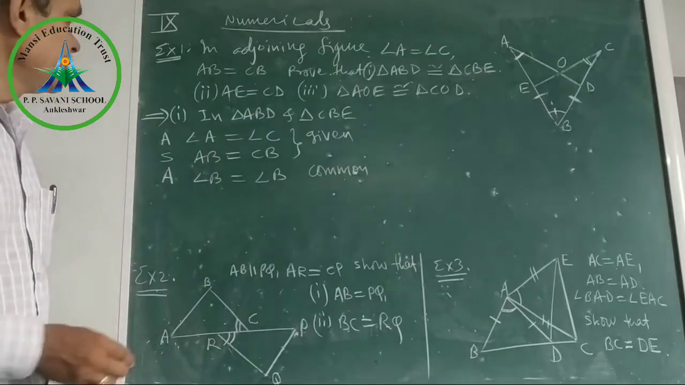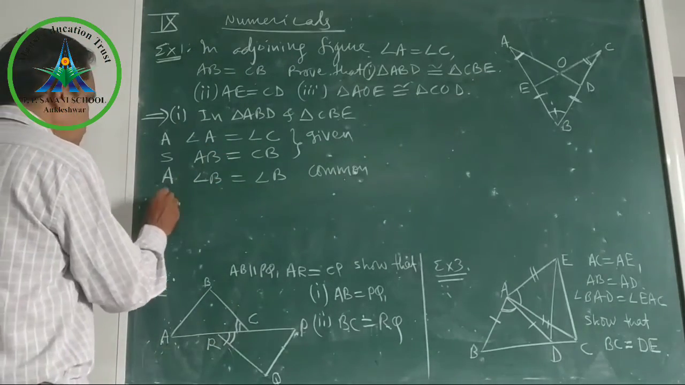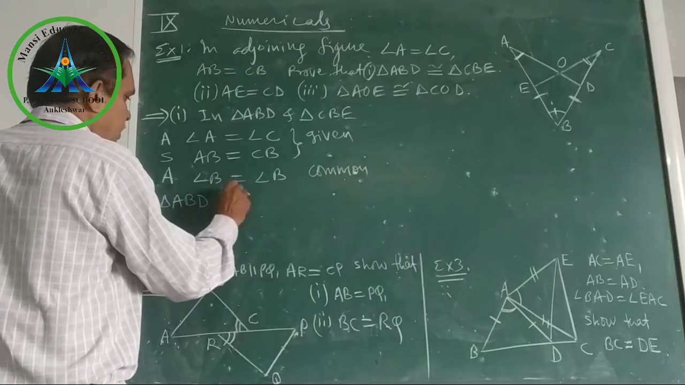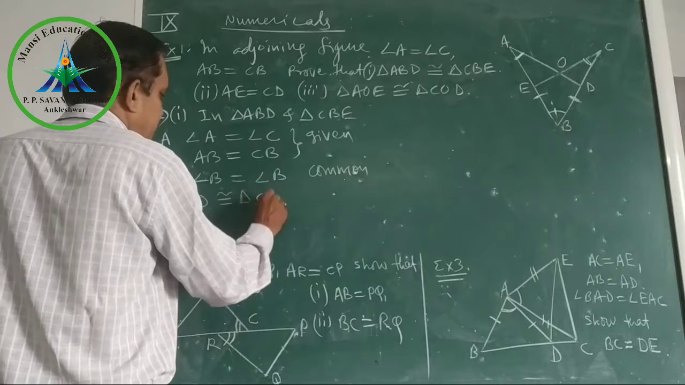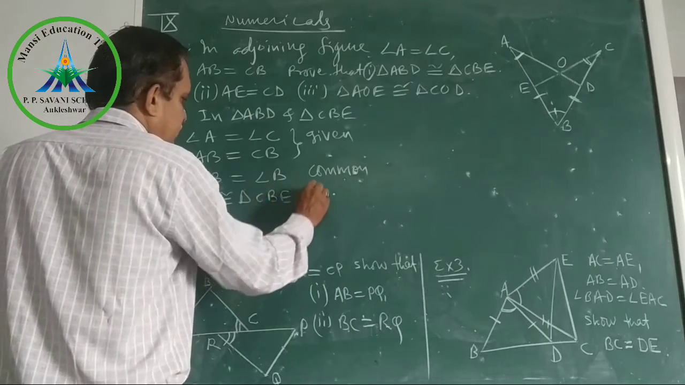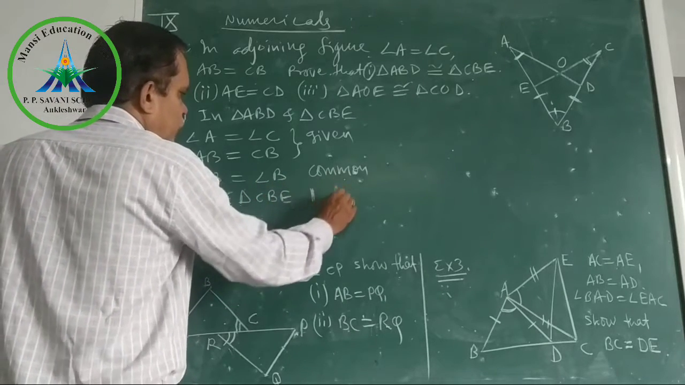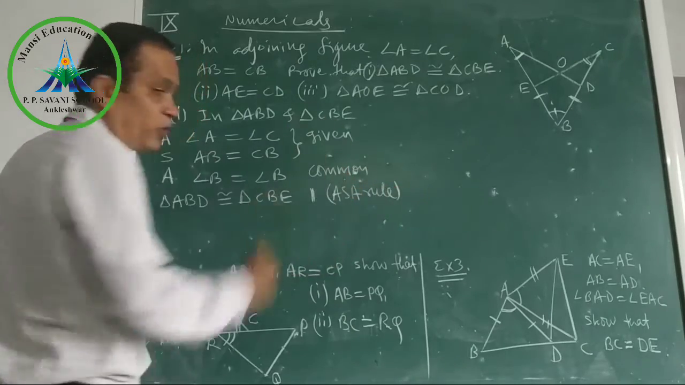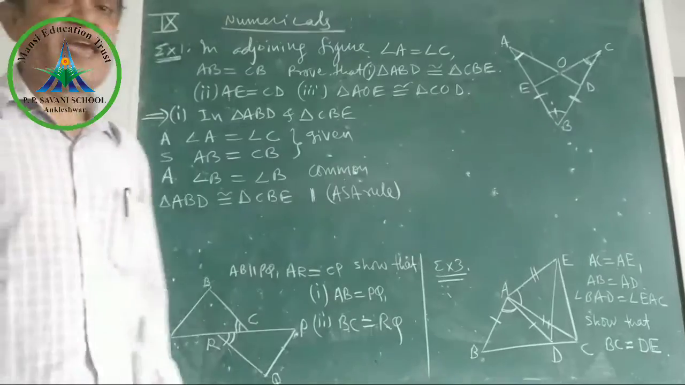Okay, now see, therefore triangle ABD is congruent to triangle CBE. Hence, by which rule? ASA rule. We must give the support by which rule: ASA rule. Okay.